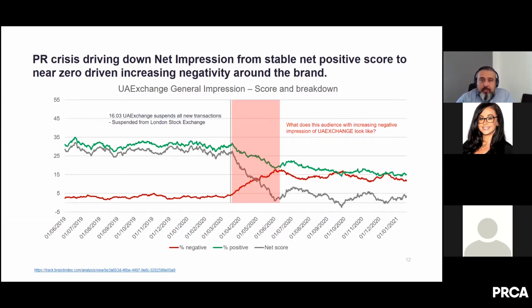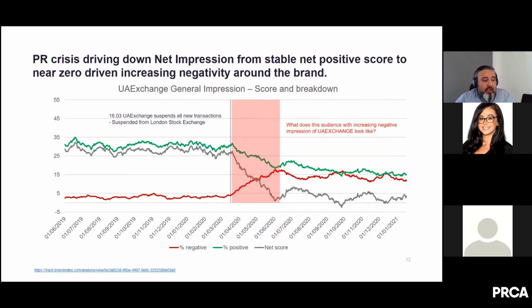And in this particular example, what we can see is the UAE Exchange, which obviously had a lot of negative PR around it earlier on during the course of this year, specifically related to senior management within it being implicated or assumed to be involved in debt fraud or fraudulent financial activity. And around mid-March, we saw that they were suspended from any new transactions taking place.